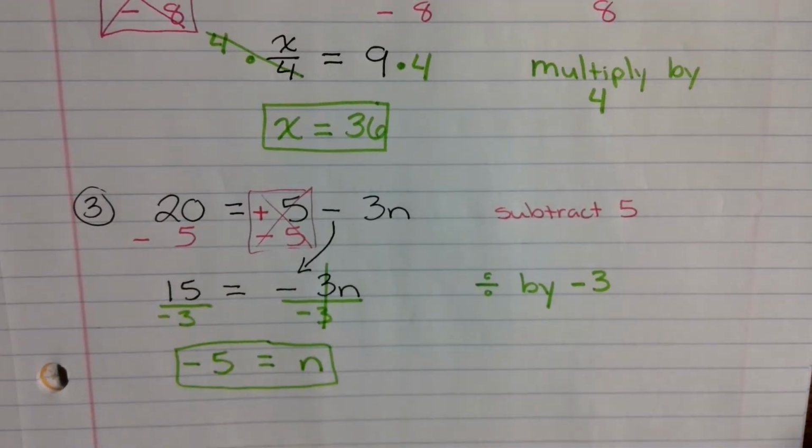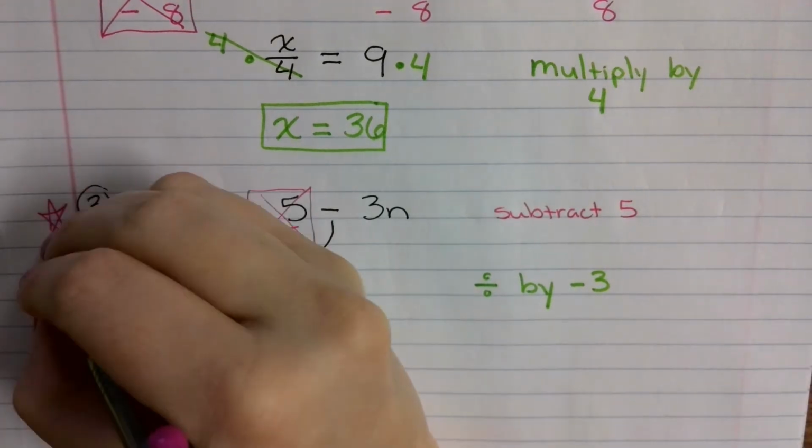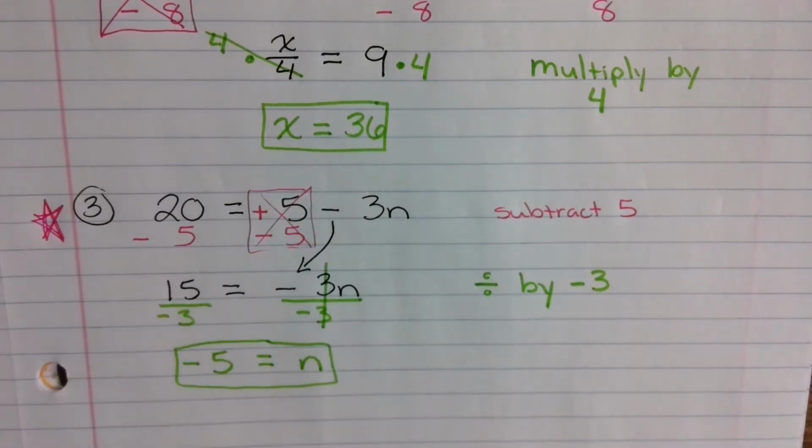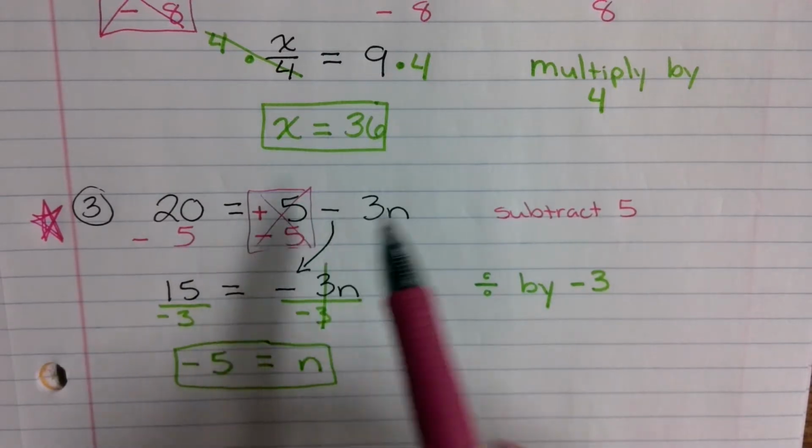So be really careful or mindful of problems like number 3. Put a big star by it so that you're very cautious when you've got a problem like that.